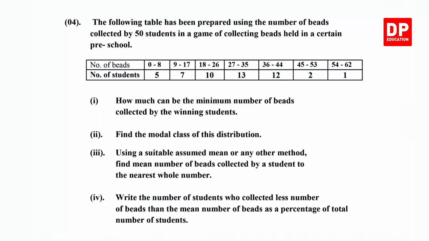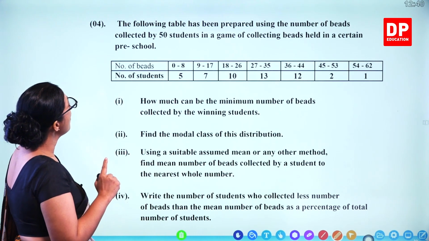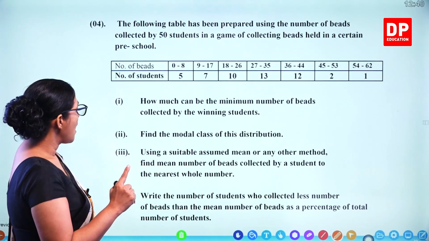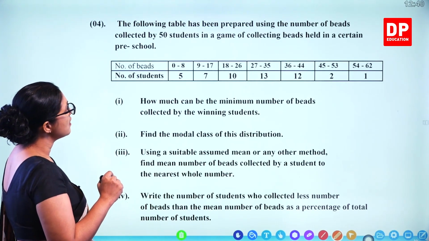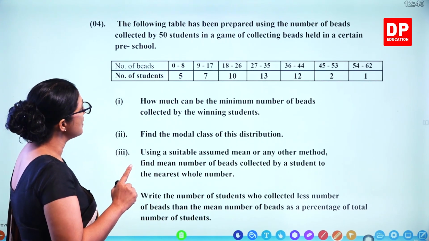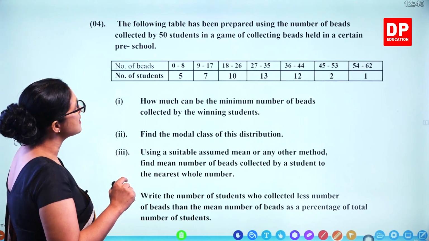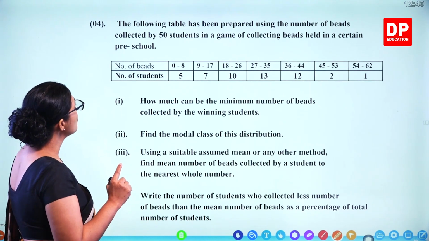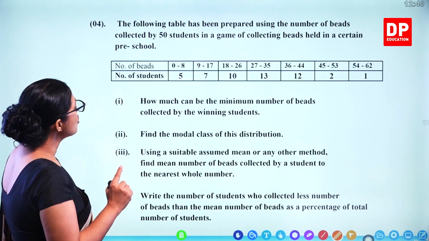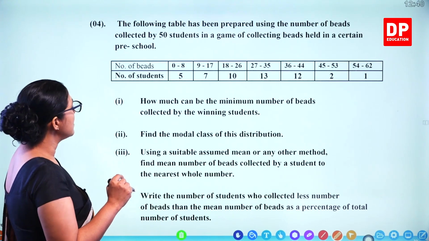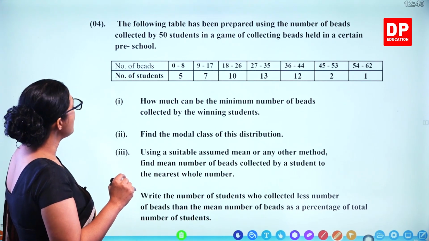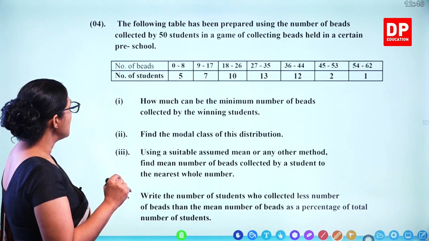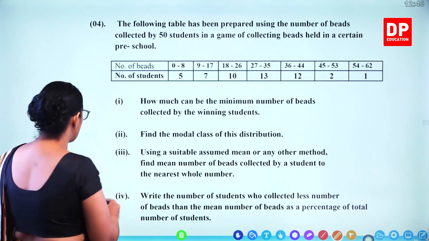Question number 4. This is the statistics question, and you have to find the modal class and the mean. The following table has been prepared using the number of beads collected by 50 students in a game of collecting beads held in a certain preschool. How much can be the minimum number of beads collected by the winning students? We need to find the modal class of this distribution and then find the mean. So let's do the first part.